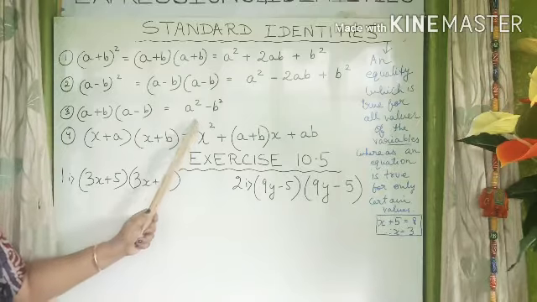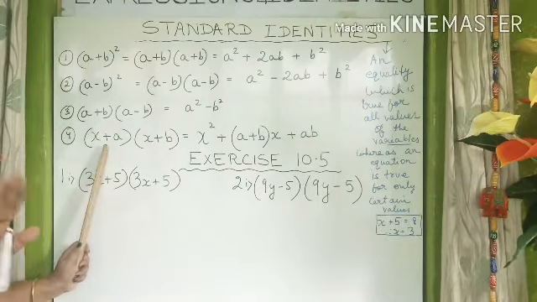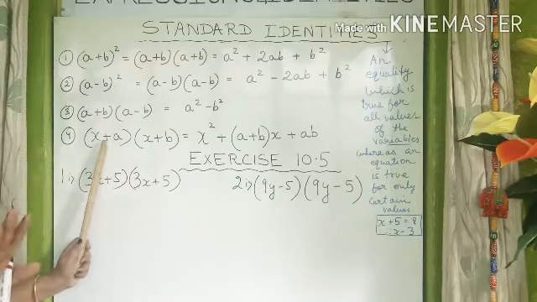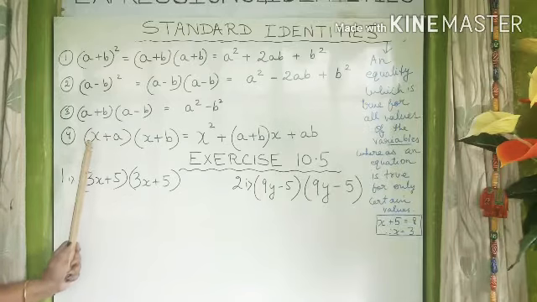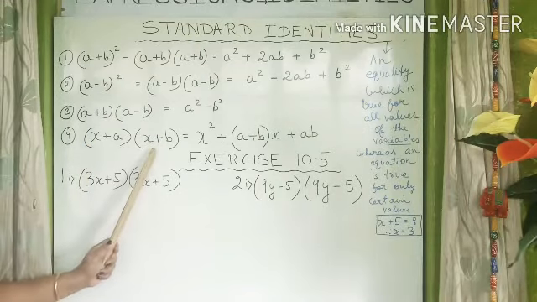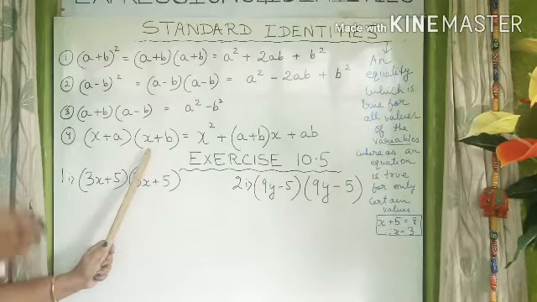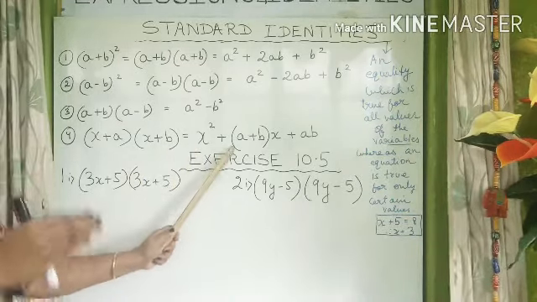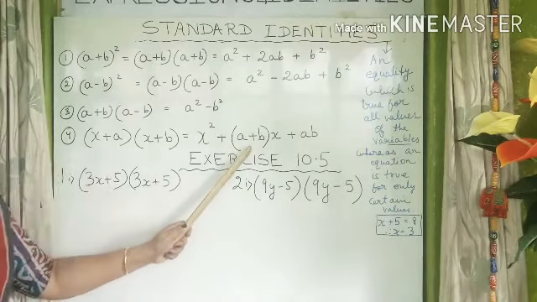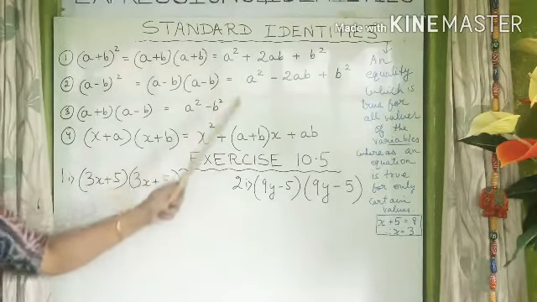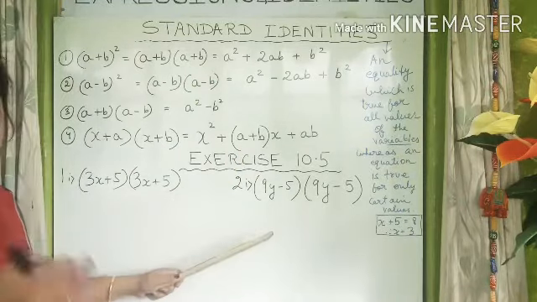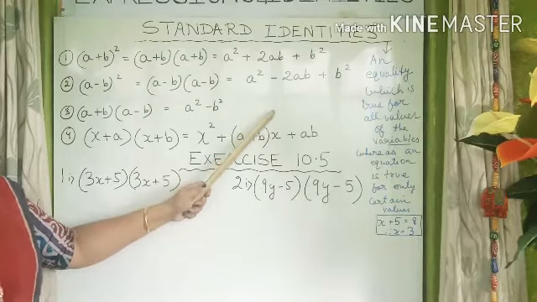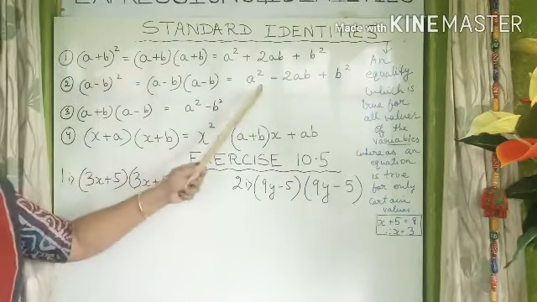The third identity. The last one, the fourth identity. Here in class 8, you will be dealing with only 4 standard identities. So the last one, x plus a into x plus b. X plus a into x plus b, what will you get? X square plus a plus b into x plus ab. Now students, you don't have to learn this. There is nothing to memorize. As you solve sums, automatically this will be there in your mind. By chance if you forget, you do the multiplication, you will get back the identity.